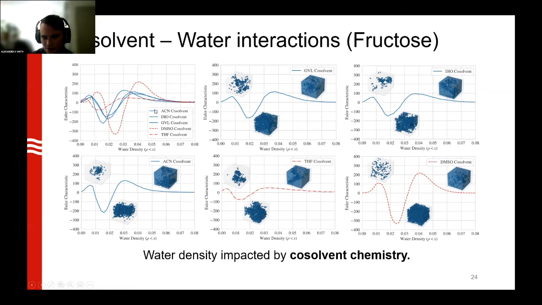What we see is that these co-solvents, ACN, DIO, and GVL, which are just names for different chemical formulas, have a topology via the Euler characteristic, denoted here in blue, that is really quite similar. But when we look at something like THF versus DMSO, we see that the topology of these systems is actually very different.